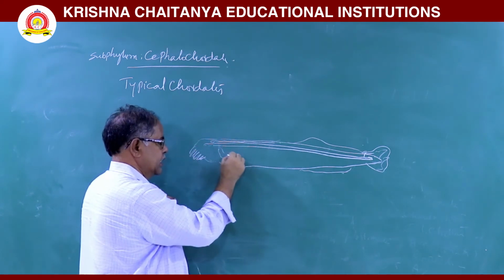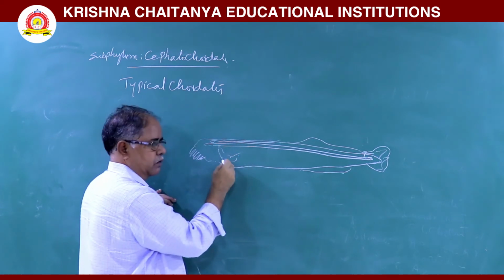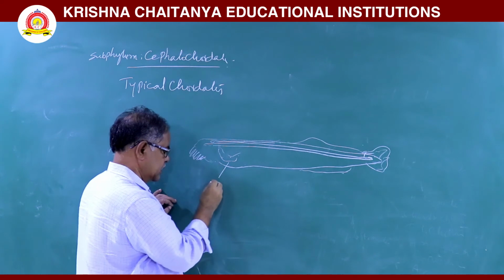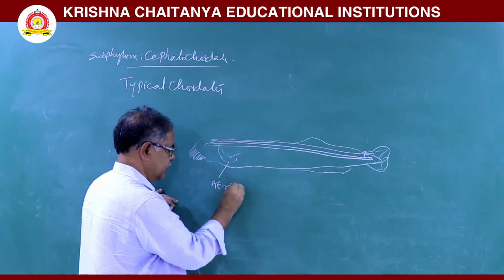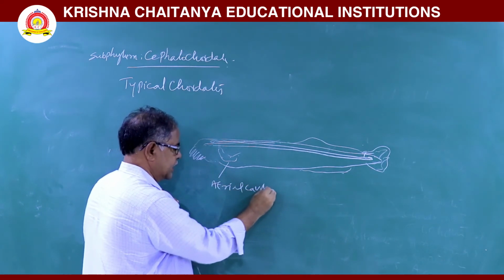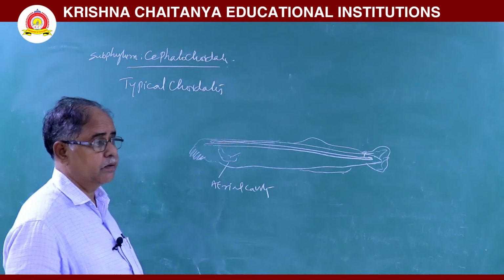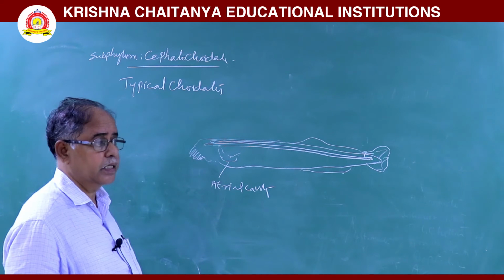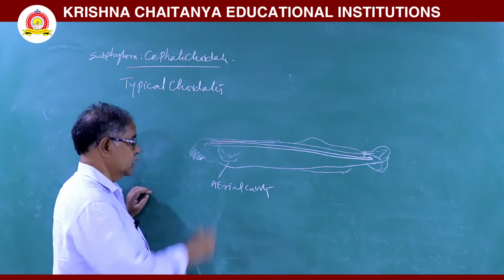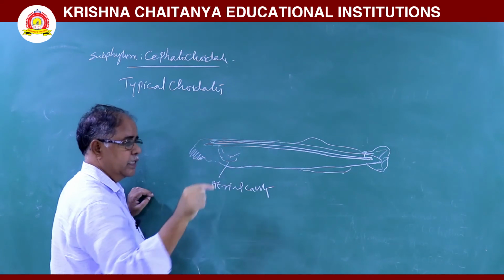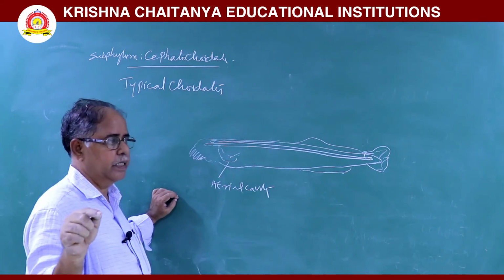Next, in this animal, one cavity is there. The pharynx is surrounded by one cavity. This cavity is lined by ectoderm, and it is called the atrial cavity. This atrial cavity surrounds the pharynx. It is lined by ectoderm.